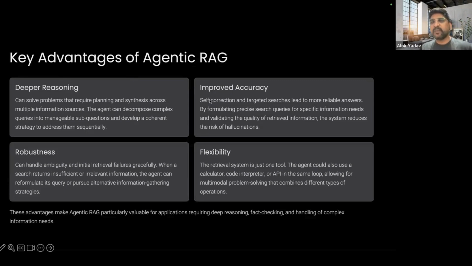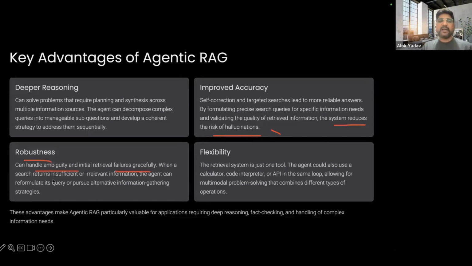Here, the accuracy is improved. So, for example, it will go again, retrieve the information, look at that, and maybe again try to modify that, validate that. By formulating a precise search for any specific piece of information that we need, we can retrieve it here, and it will validate the quality of the retrieved data, whatever is there. And because of this, the risk of hallucination is less here. This is more robust. It deals with ambiguity and failure very easily.